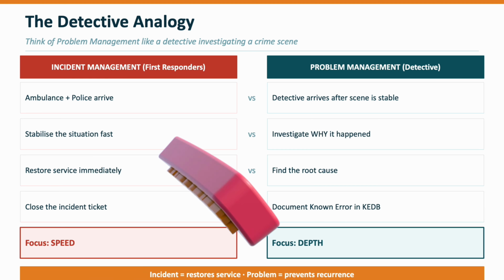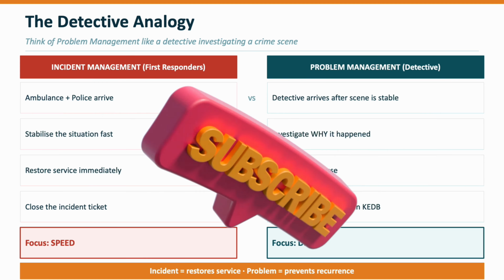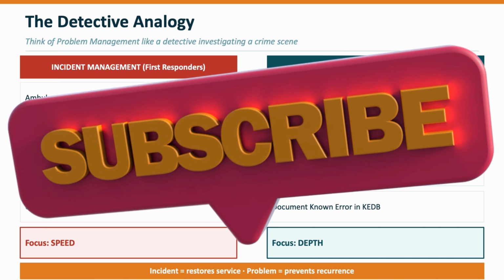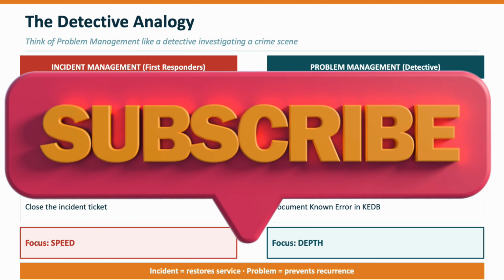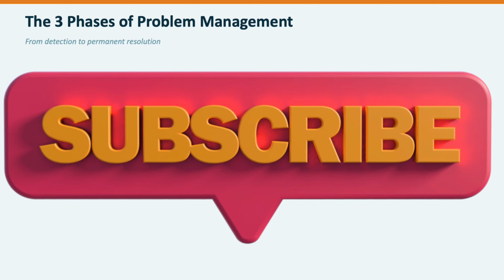Problem is equal to preventing the reoccurrence. So this makes sense to understand and how you are going to work ahead. Then comes the three phases of problem management. First we will discuss problem identification.